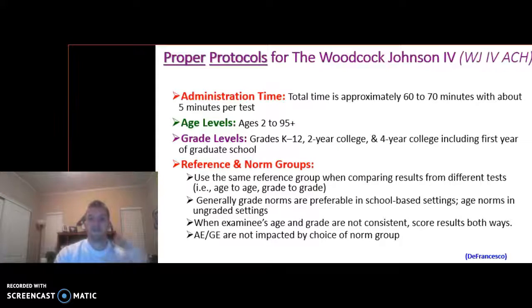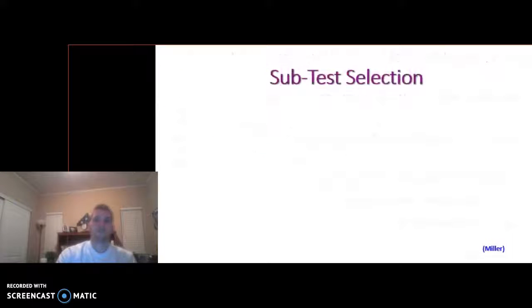Some information on references and norms. Use the same reference group when comparing results from different tests. Generally, grade norms are preferable in school-based settings, and age norms in ungraded settings. When an examinee's age and grade are not consistent, score results both ways. Age equivalency and grade equivalency are not impacted by choice of the norm group.